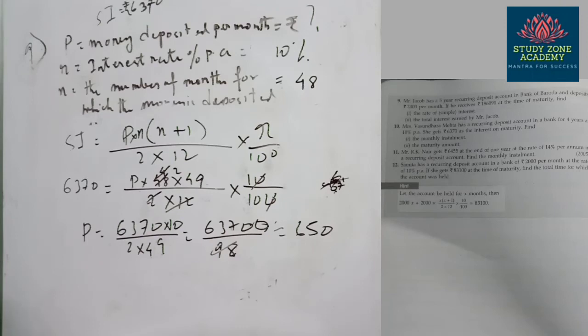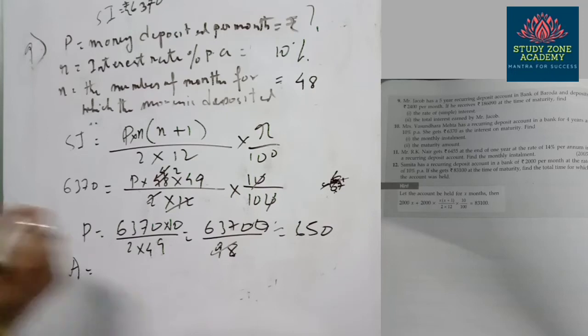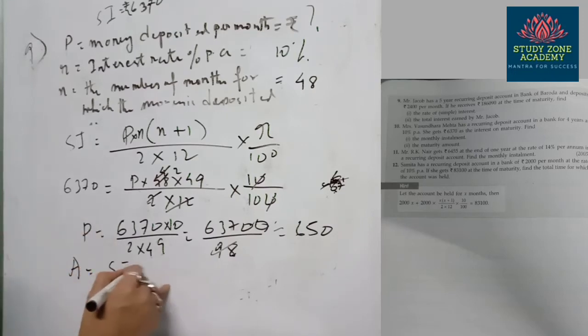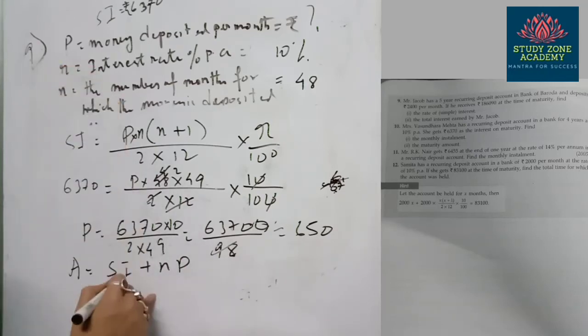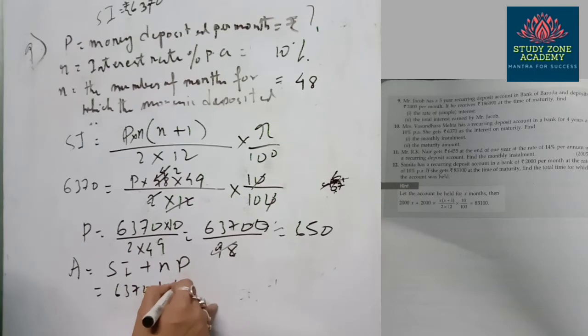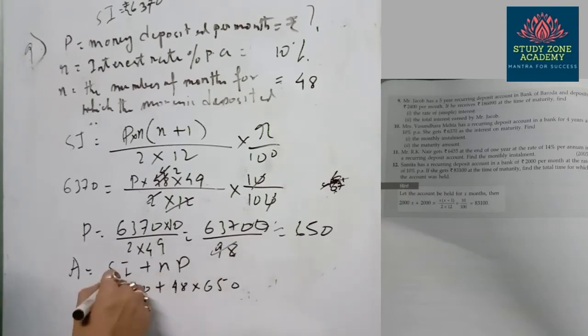Now we'll be able to calculate the maturity amount A. Let me write down the formula first. It's compulsory to write down the formula. That is going to be 6370 plus n is 48 into 650. Now do this calculation by yourself, and let us move on to the next sum, that is sum number 11.